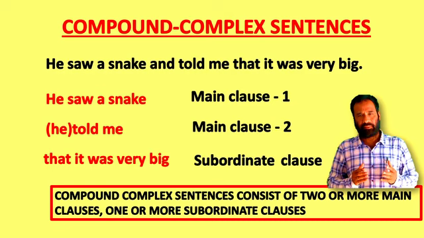In compound sentences, two or more main clauses are used. In complex sentences, one main clause and one or more subordinate clauses are used. Compound complex sentences consist of two or more main clauses and one or more subordinate clauses.